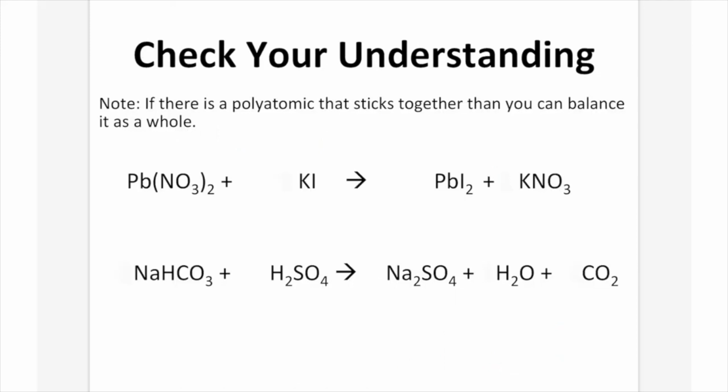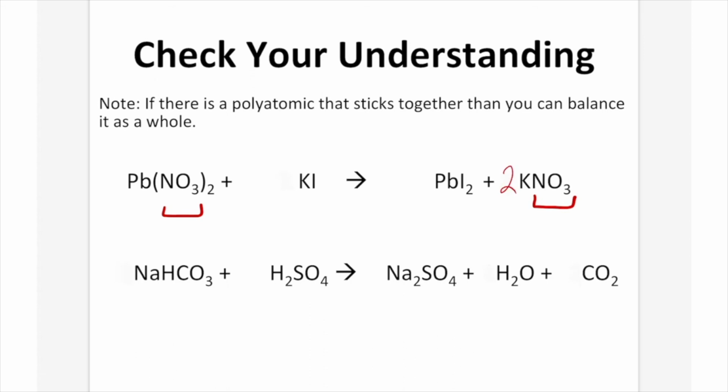Check your understanding. One strategy that I like to use is if you see a polyatomic on the left and on the right-hand side, you can balance it as a polyatomic, and you're going to take care of 2 or 3 elements all at once. So in this case, in the first example, we're going to see NO3 on the left-hand side, and we see NO3 on the right-hand side. That's a polyatomic, and we can balance it as is. So if there's 2 NO3s on the left-hand side, we're going to put a 2 in front of the KNO3 on the right-hand side. That's going to take care of our nitrogens.